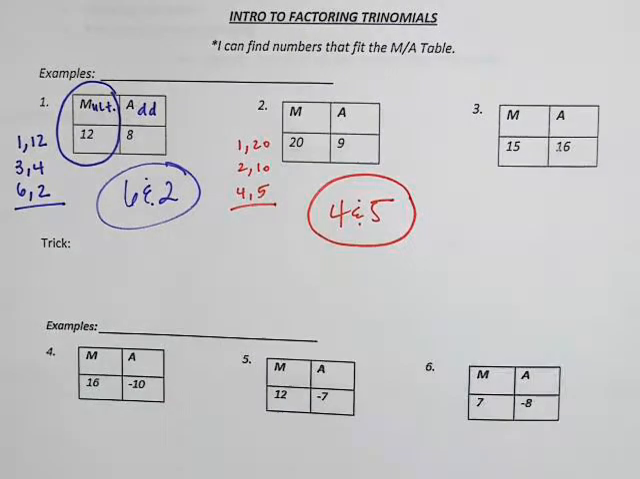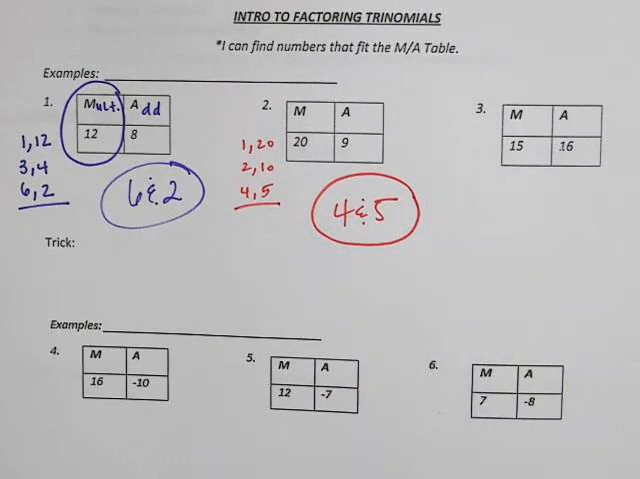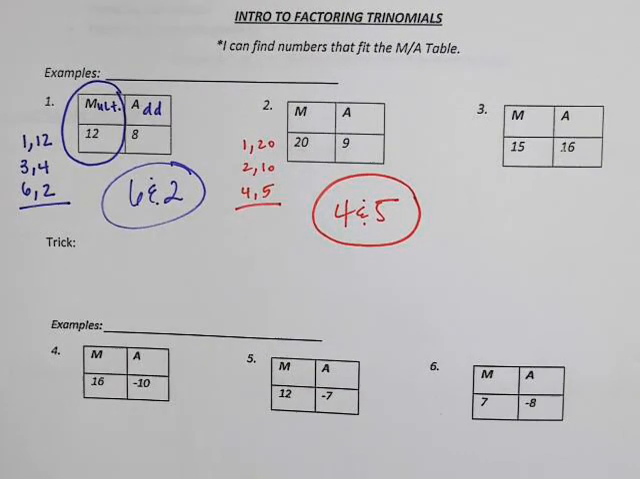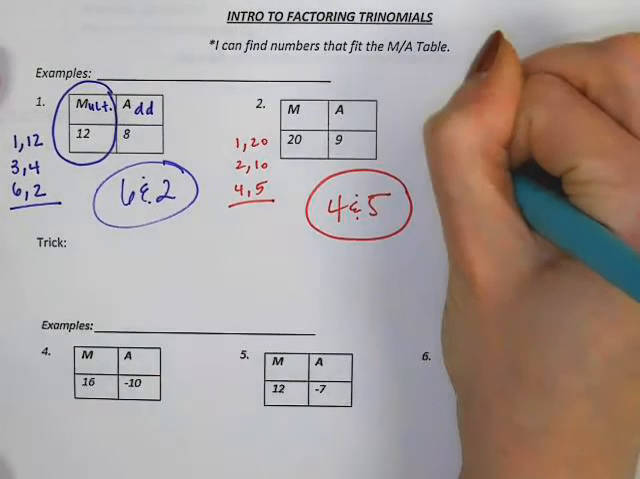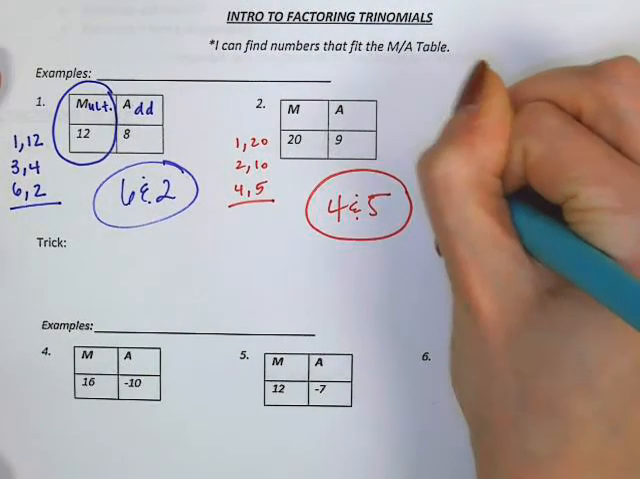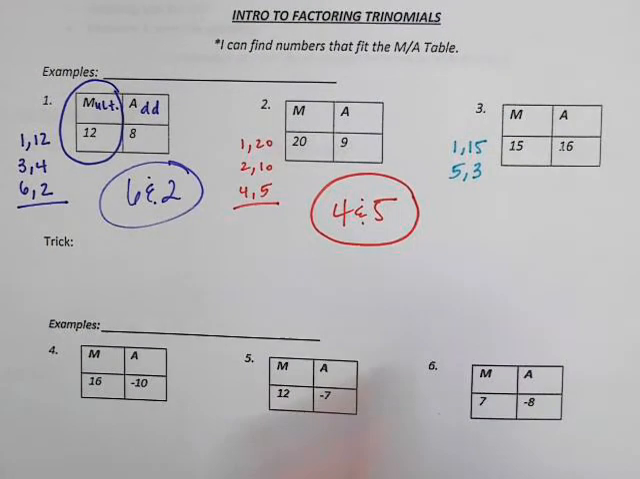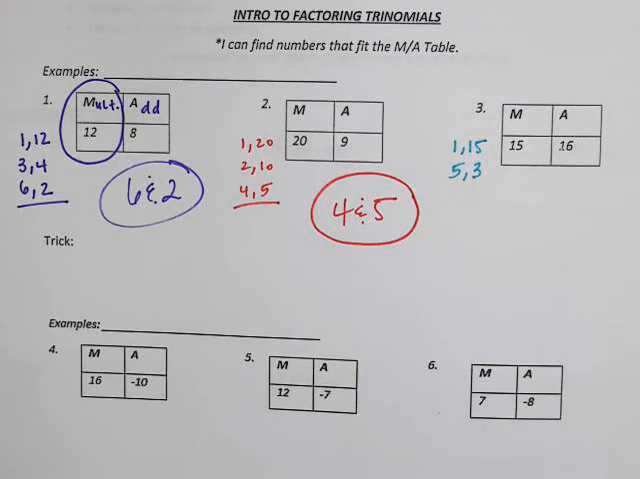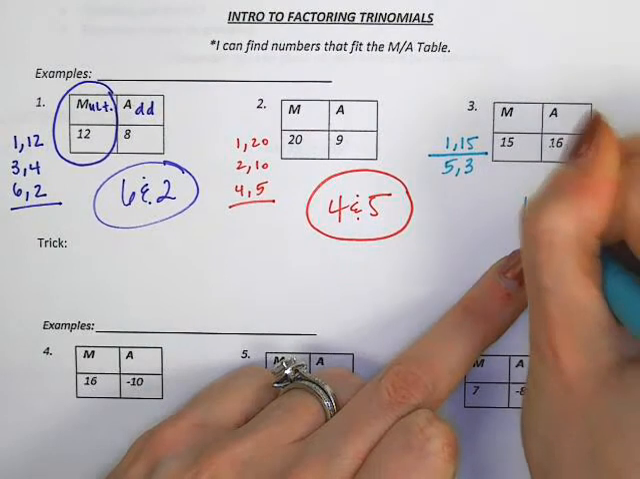All right, let's try one more. Find two numbers that multiply to 15 but add to 16. Again, I'm going to make a list. To multiply to 15 could be 1 times 15. It could be 5 times 3. I think that's it. Now, which of those numbers adds to 16? Well, it would be these guys. So your answer would be 1 and 15.